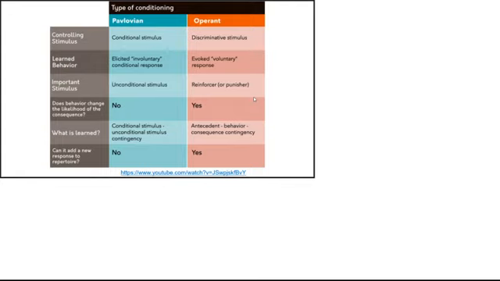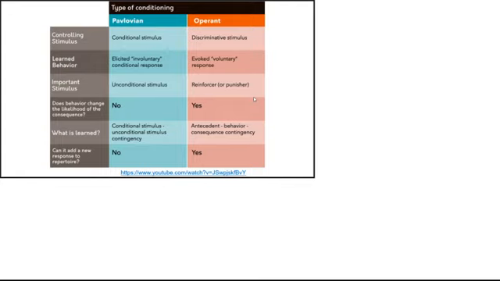And then the last question is, can it add a new response to your repertoire? So with our classical conditioning, we started with food makes a dog salivate. That's unconditioned. That just happens. The new thing that we're doing is having the dog salivate to something else. So it's the same behavior, just in a new situation. So we're not actually adding a new behavioral response. We're not adding a new behavior. It's the same old behavior, just to something else.